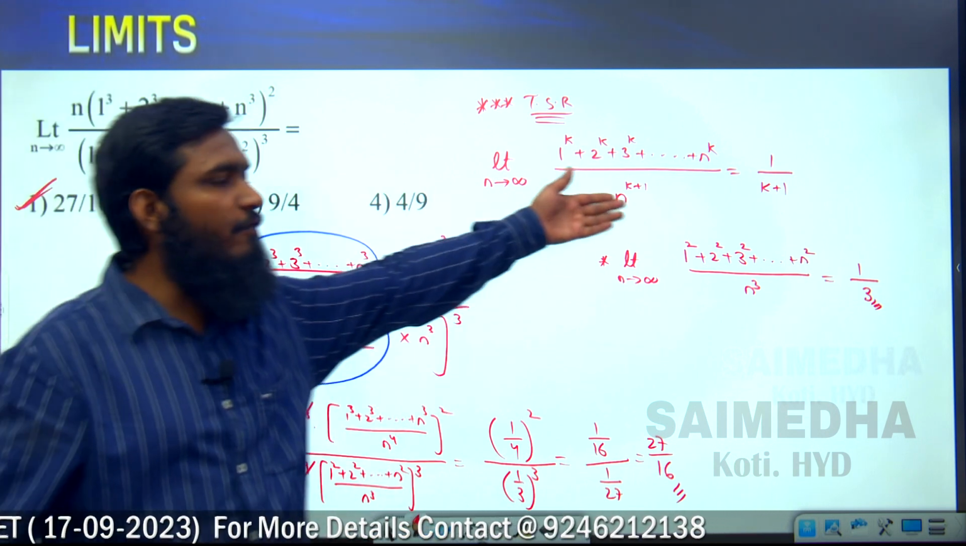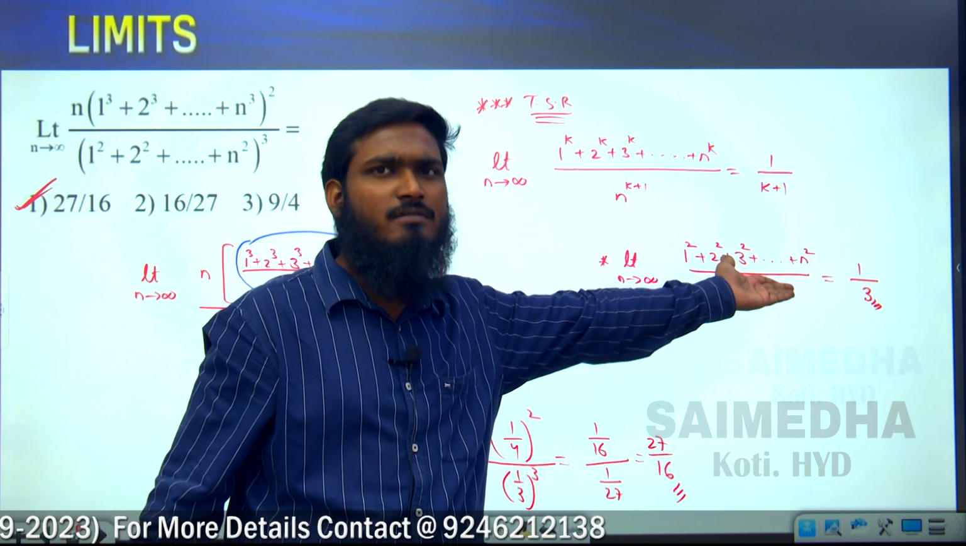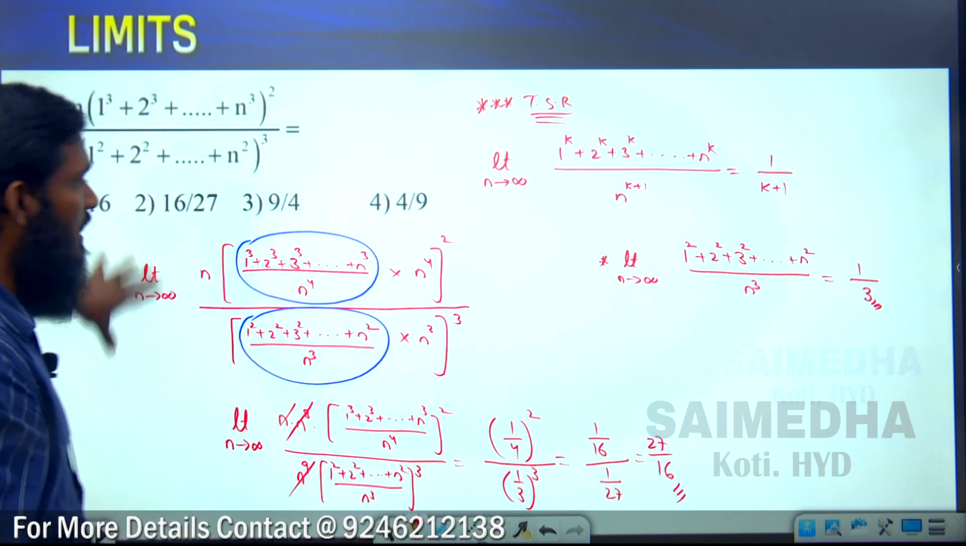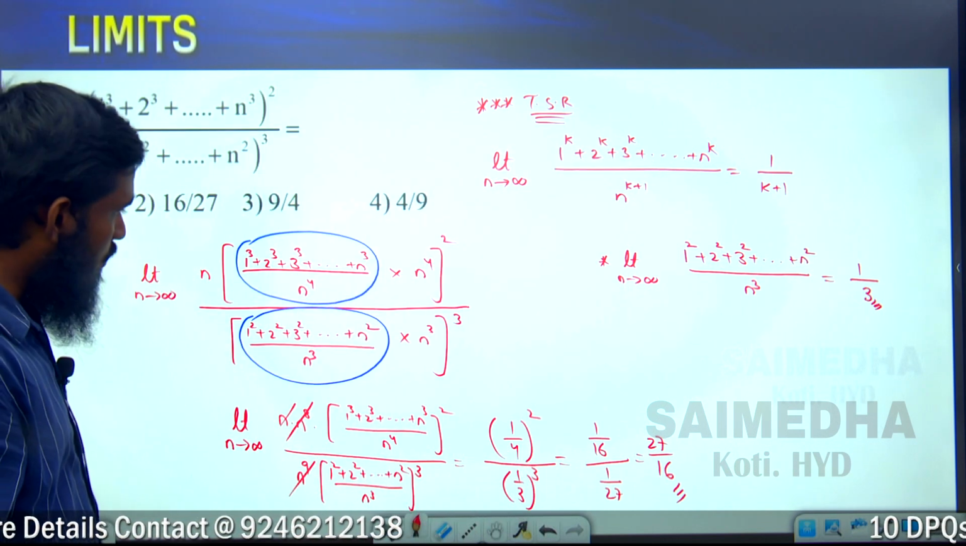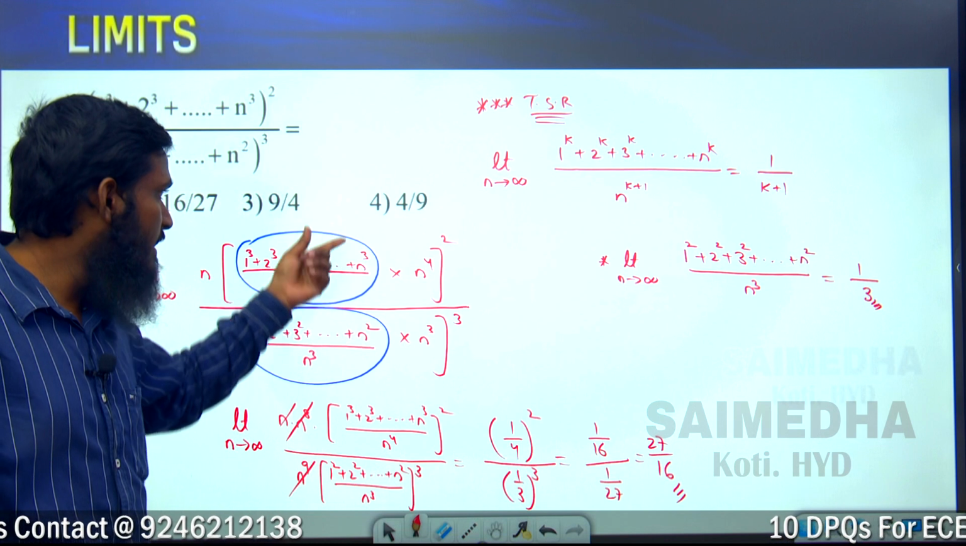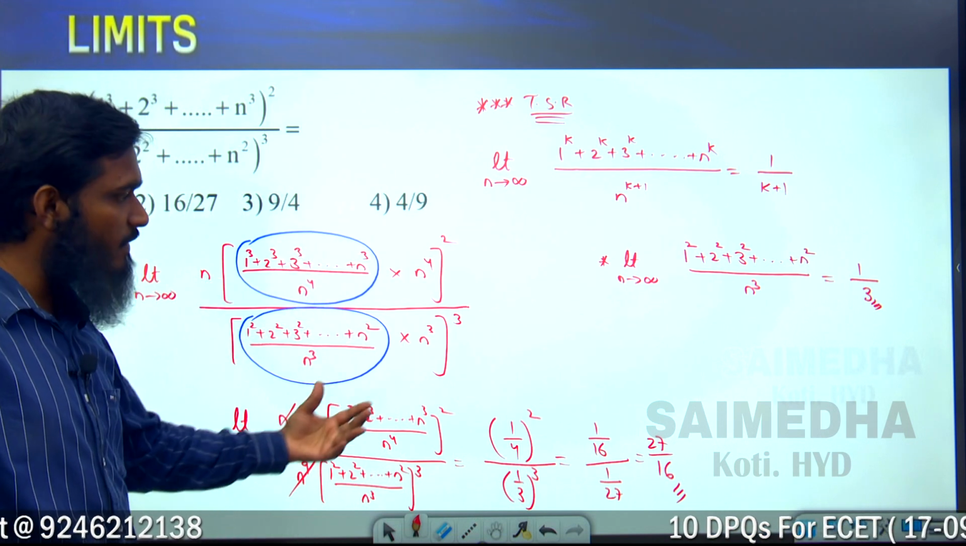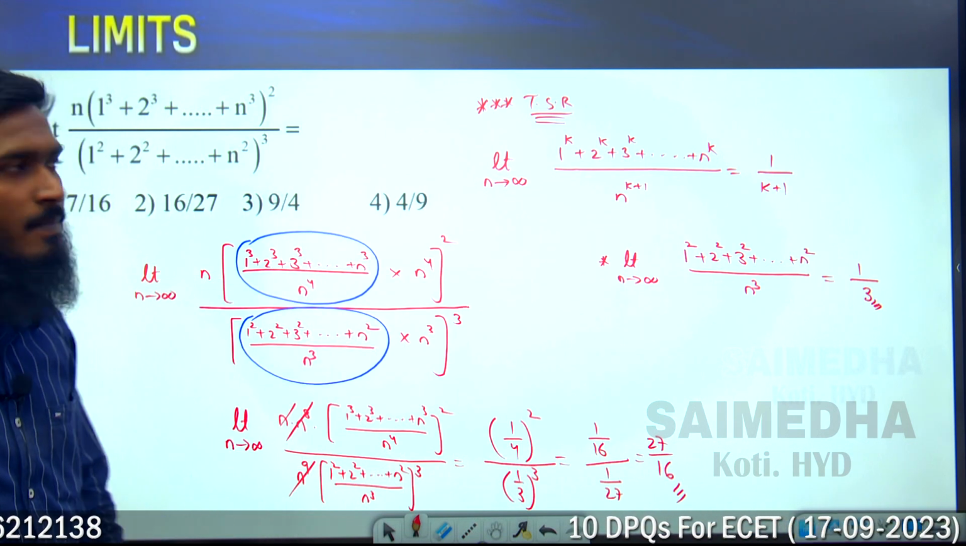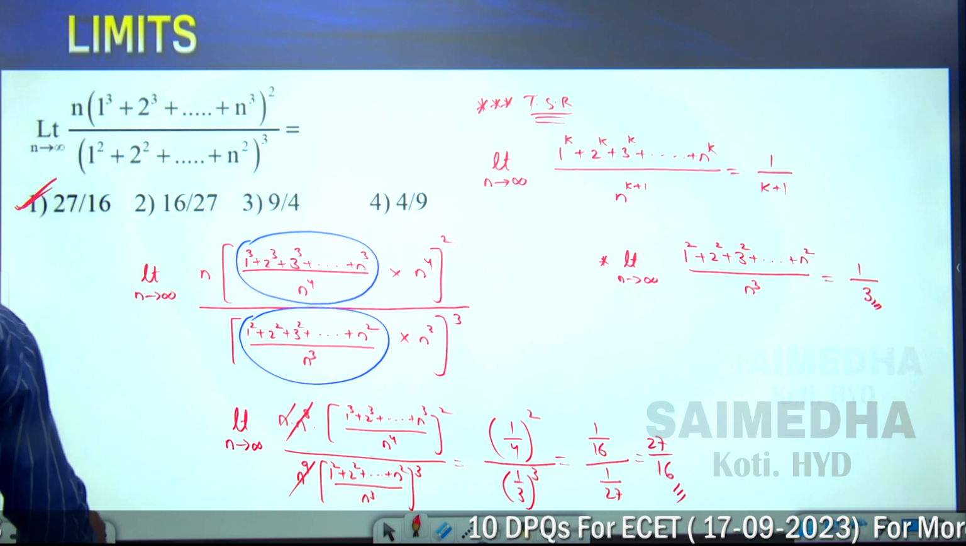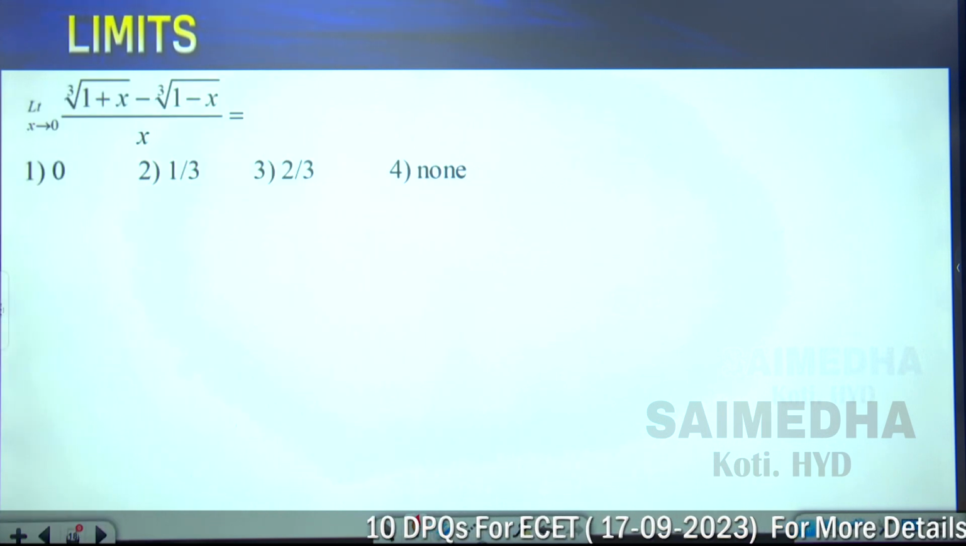So if you are getting this type of question directly, we can write that answer simply over here. But if you are getting some difficult questions, then we can go for some simplification. We are multiplying and dividing by some term, and then we get the answer over here. Okay, so this part is completed. Now let us go for the next question.